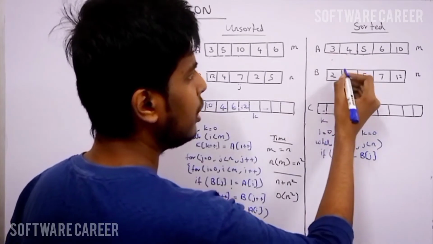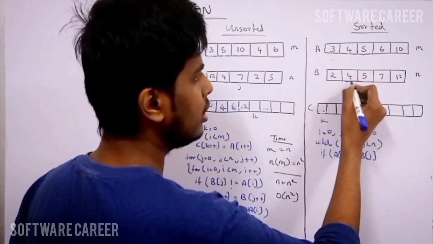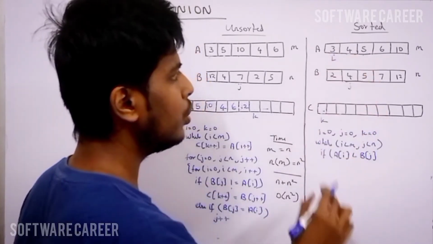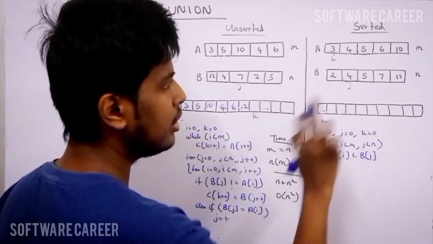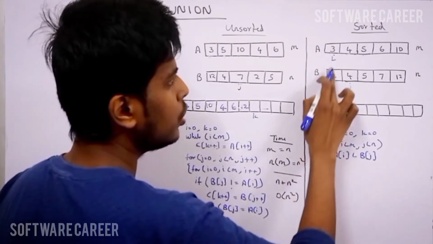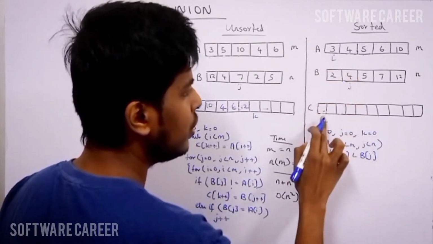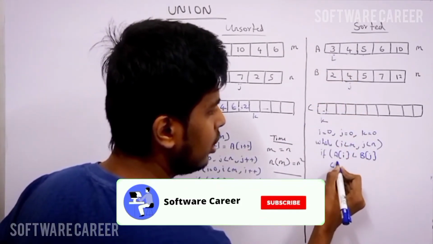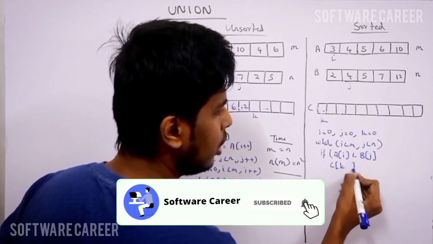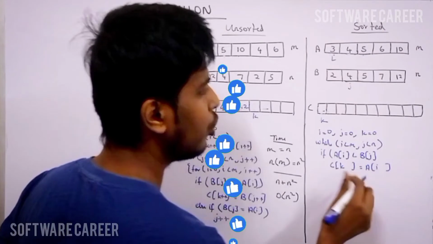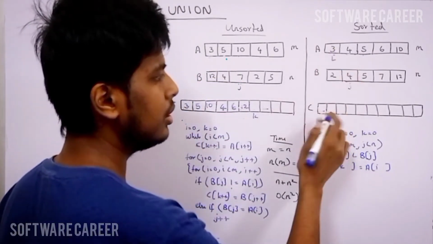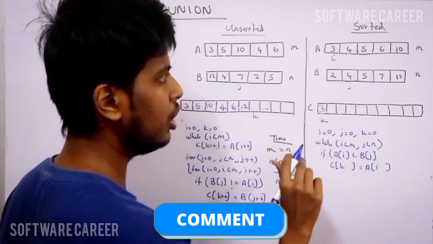Now I'm marking here. Suppose J is here, I is here. Now you are comparing A of I less than B of J. Yeah, 3 is less than 4. So what you should do? You should copy this A of I over the C of K. So I'm writing C of K equals A of I. I have copied this onto the C array. So I am copying 3 over here.